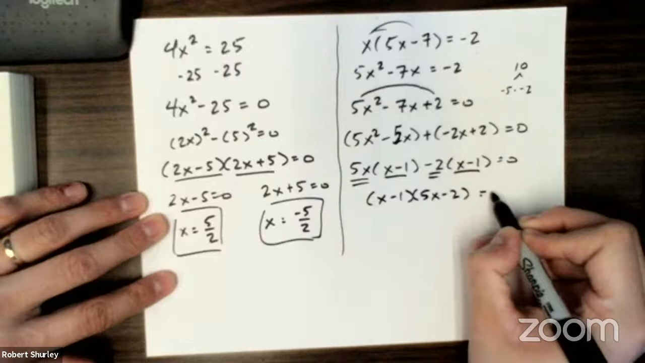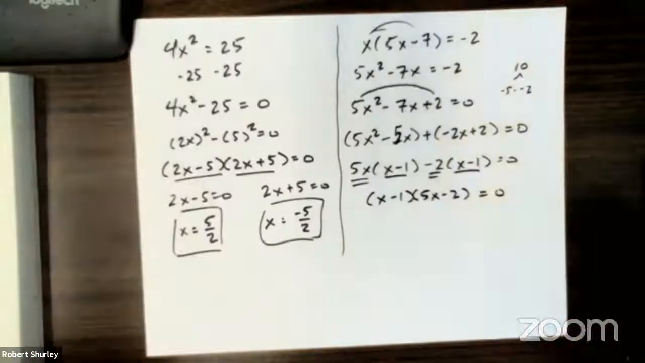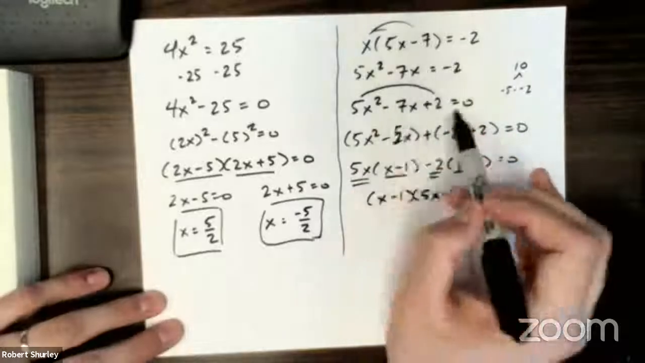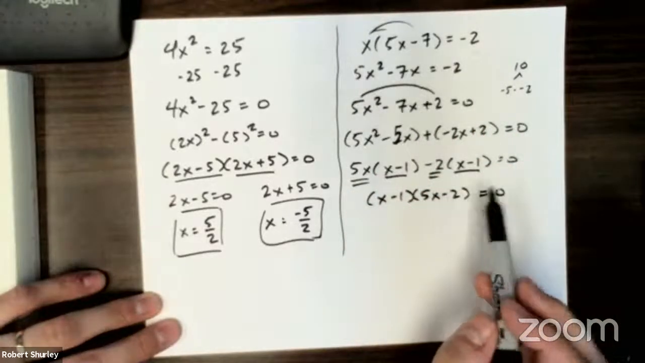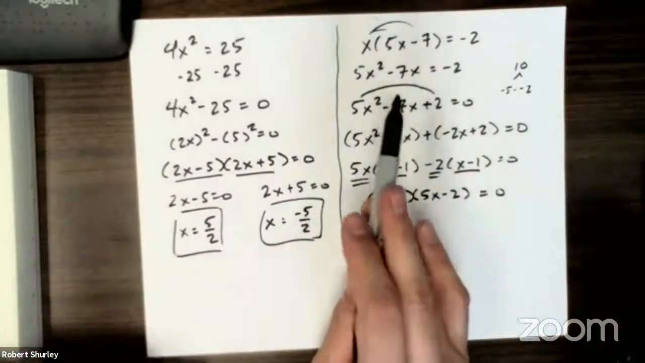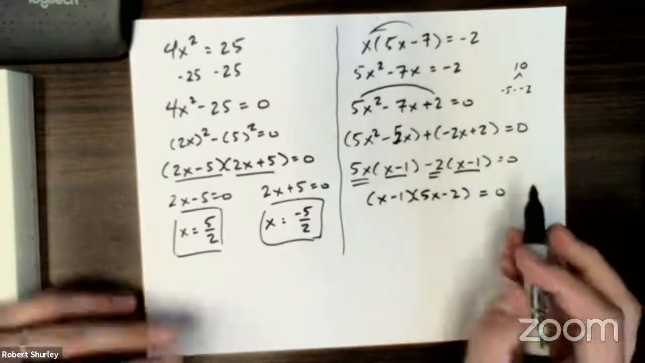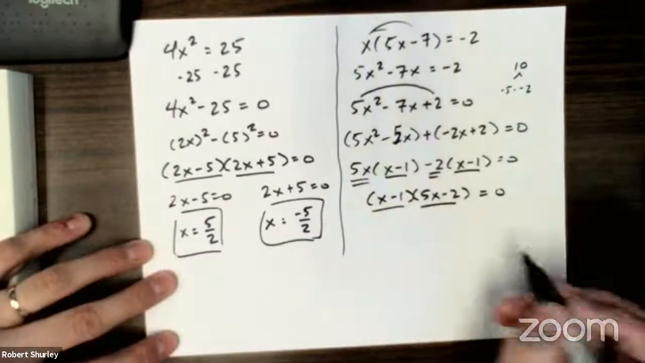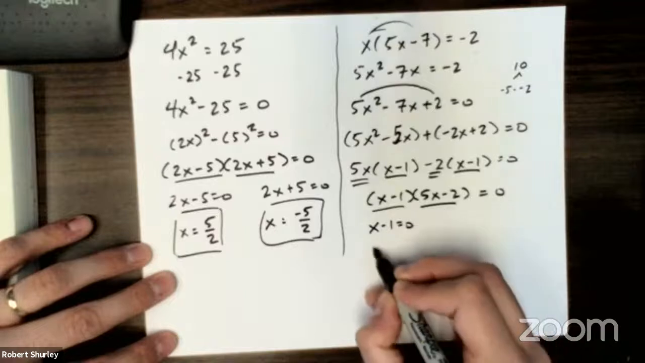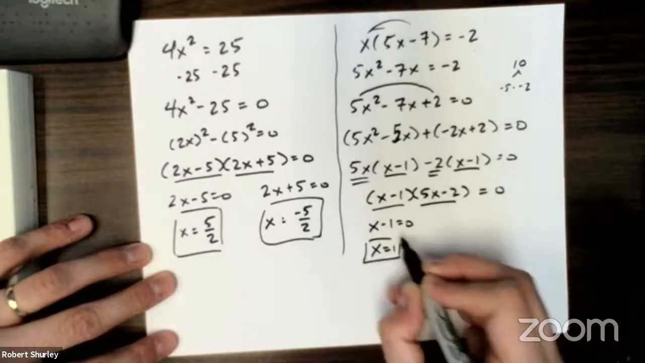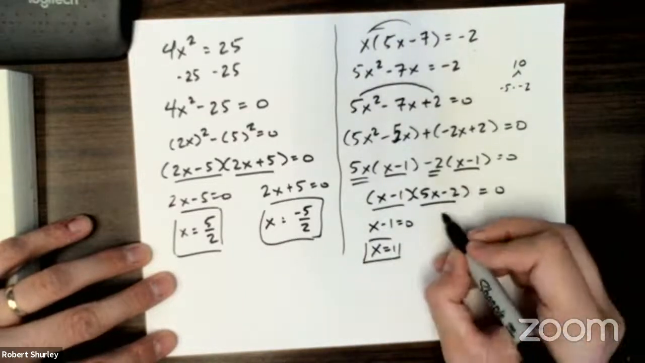Now, if you're sitting here going, oh my God, I don't understand that at all, you need to go back and watch the 5.5 lecture, okay? If you don't know how to factor this already into these two terms, then you need to go back and watch the 5.5 lecture. It's not going to make much sense. So x minus 1 equals 0, and then x equals 1. Not just watch the lecture, but do the homework too.